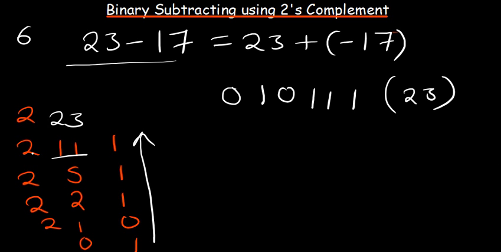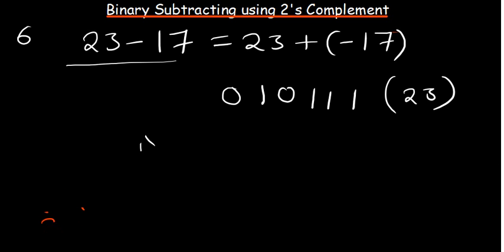Okay. We can now consider 17. We see what we're going to have. We are still converting it to binary.